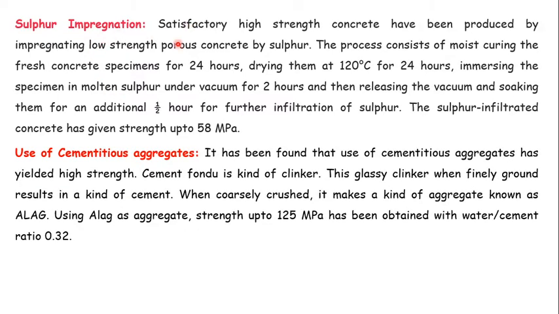Sulfur impregnation. Satisfactory high strength concrete has been produced by impregnating low strength porous concrete with sulfur. The process consists of moist curing the fresh concrete specimens for 24 hours, drying them at 120 degrees centigrade for 24 hours, immersing the specimen in molten sulfur under vacuum for 2 hours, and then releasing the vacuum and soaking them for an additional half hour for further infiltration of sulfur.